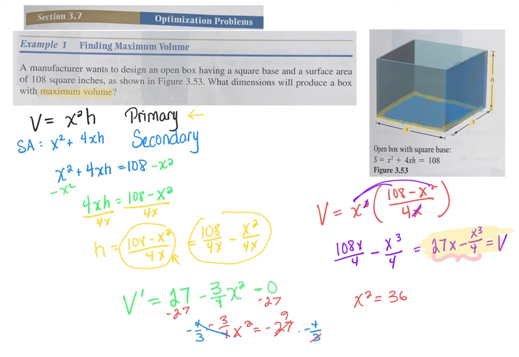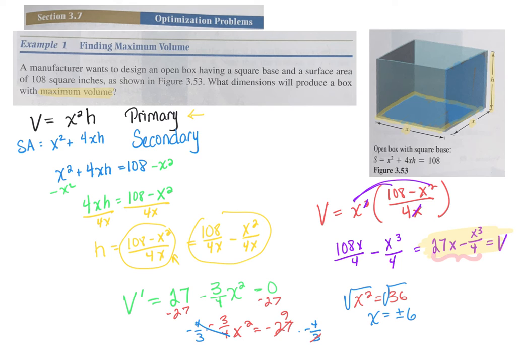36. How do I finally solve for my x? X equals positive or negative 6. All right? So I know that my maximum is going to occur at either positive or negative 6. Now, I am talking about the dimensions of a box. One of these answers is not logical. Which answer is not logical?